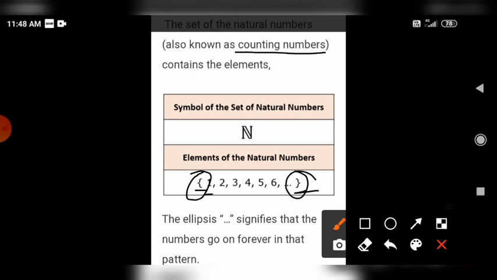It contains elements. These three dots denote so on, or etc., or going on. The set ends with three dots. The ellipsis signifies that the numbers go on forever in that pattern. It is denoted by the symbol capital N.